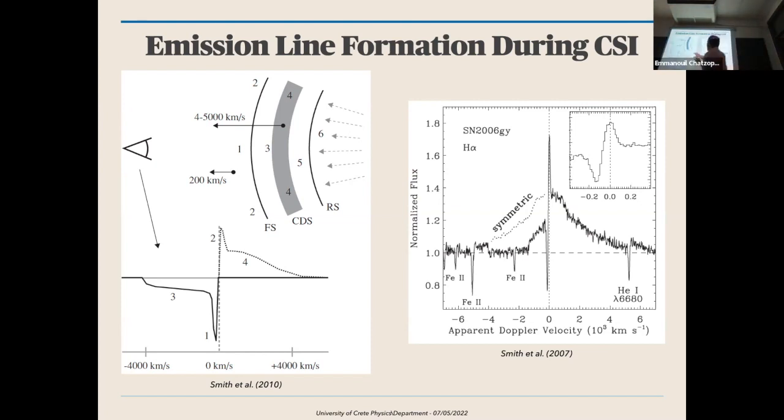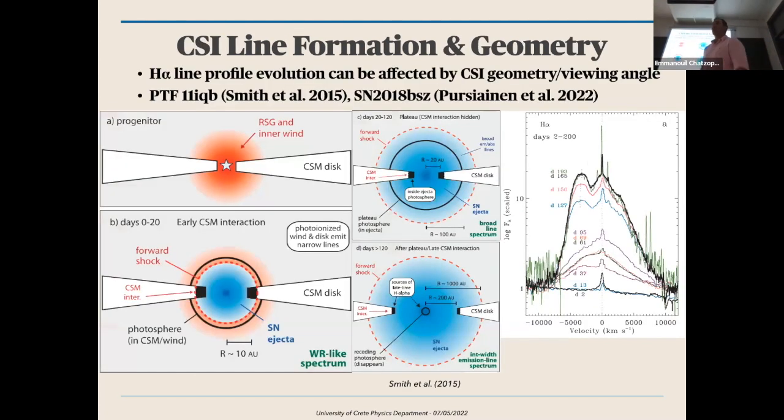Now, forget about the spherical symmetry and think about something like this for a second. And why would you think about something like this, where you have a progenitor embedded in a non-spherically symmetric circumstellar environment? In this particular case, you've got a disk around your progenitor star. Well, you would think about geometries like this because, as it turns out, they found a couple of transients, PTF11iqb and Supernova 2018bsz, which have a very weird line profile evolution. This is the line profile evolution ranging from day 2 up to day 193 for one of those two transients. I think this particular one is 2018bsz.